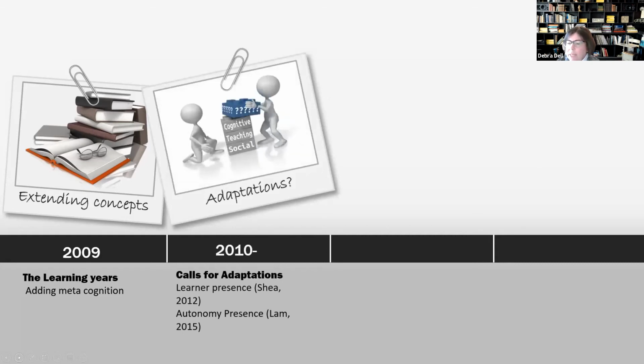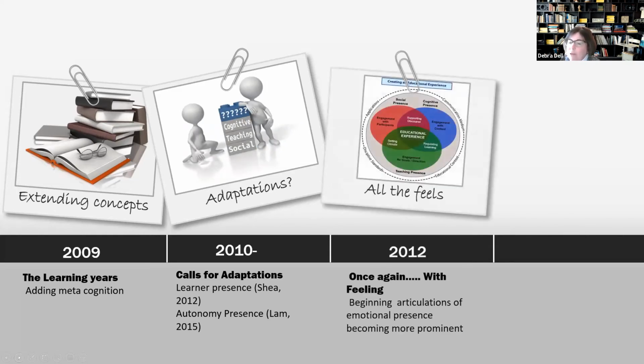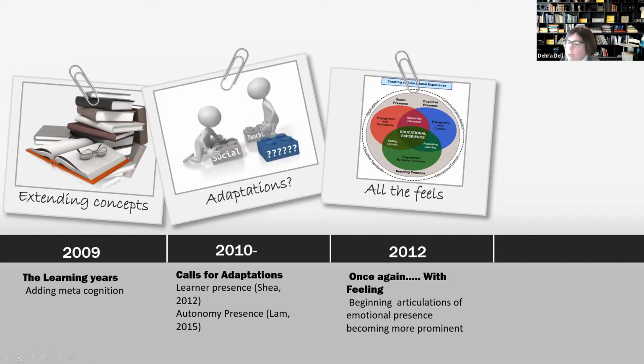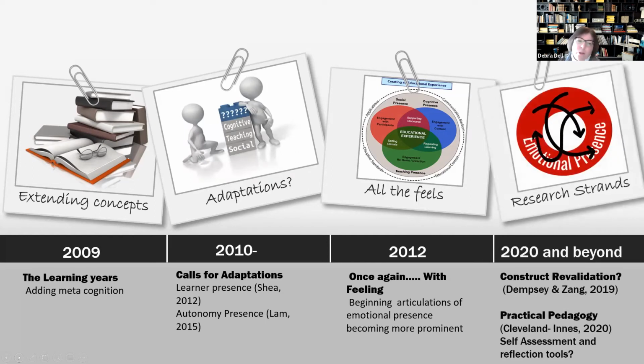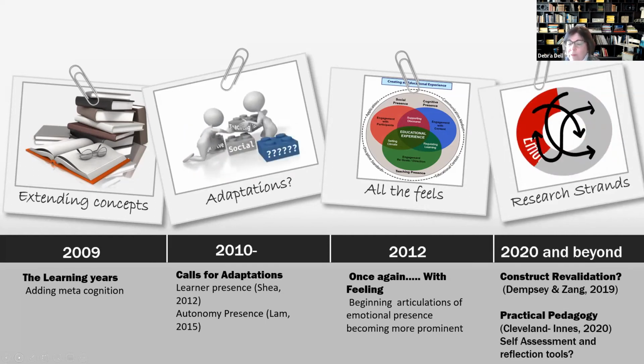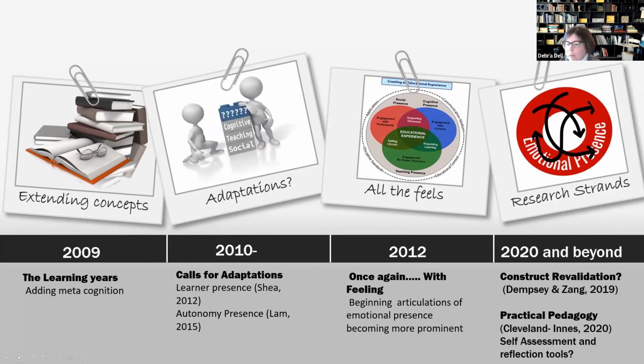And then in 2010, we see the beginning of all the calls for adaptations. As people got to know the model more deeply, they were doing what researchers and practitioners should do, which is teasing it apart and thinking about what's missing within these presences. Then in 2012, you start to see people saying, well, we're talking about cognitive, social, and teaching presence, but where's the emotions? Where's the feeling?